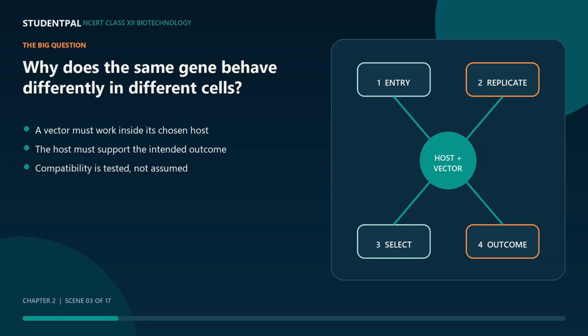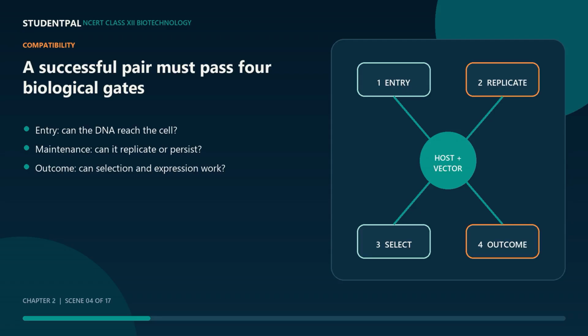same experiment? Host vector compatibility means that the vector can enter the chosen host, be recognized and maintained there, and support the intended experimental outcome. Think of 4 gates. Gate 1 is entry. Can the delivery method move the vector across the cell's barriers? Gate 2 is maintenance. Does the host recognize the vector's origin of replication, or can the DNA integrate or otherwise persist? Gate 3 is recovery.